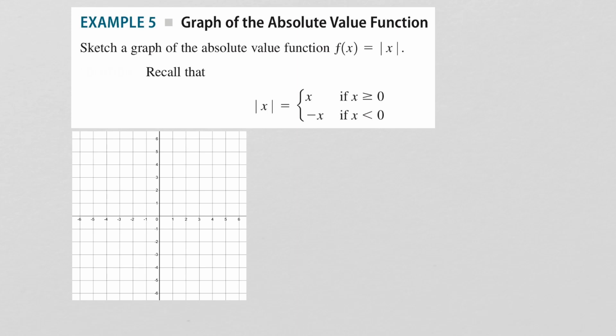Next, let's graph the absolute value function. Now you might remember we already graphed this in a previous video, but I want to take a slightly different approach to graphing this function. So let's recall that the absolute value of a number x is equal to x if that number is non-negative, and it's equal to the opposite of x if x is negative. Okay, so let's first just understand this definition.